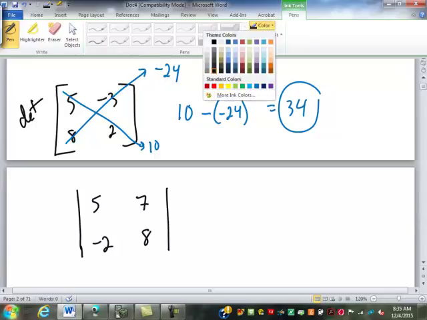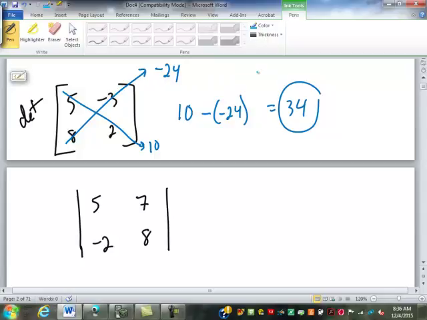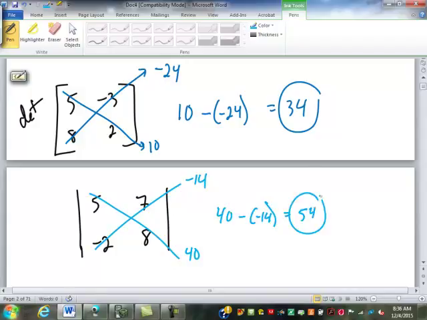What'd you get? 54. Perfect. We got down, we've got 40. Up, we've got a negative 14. 40 minus a negative 14 is 54.